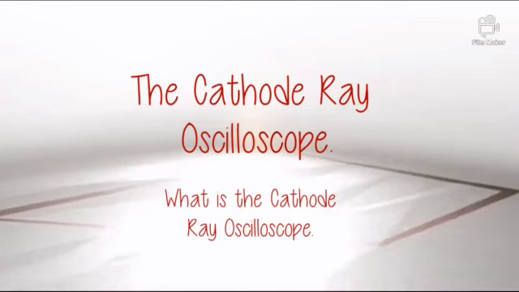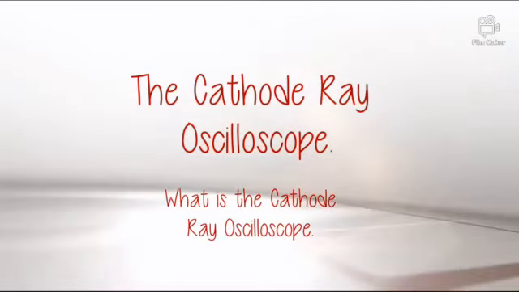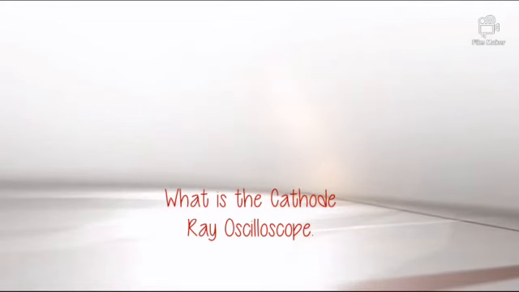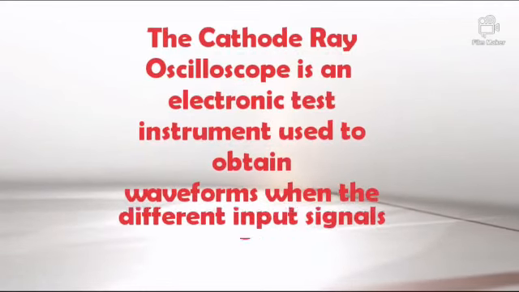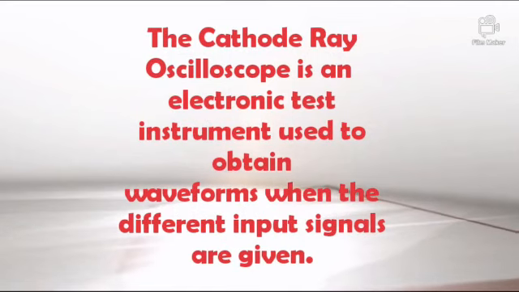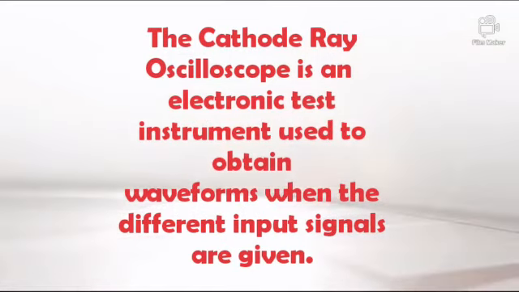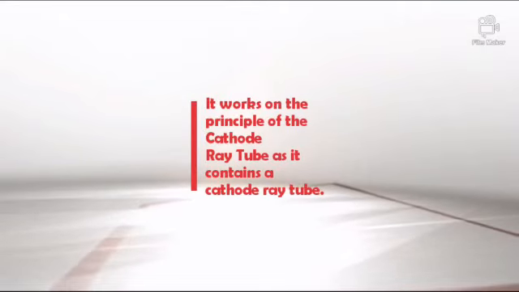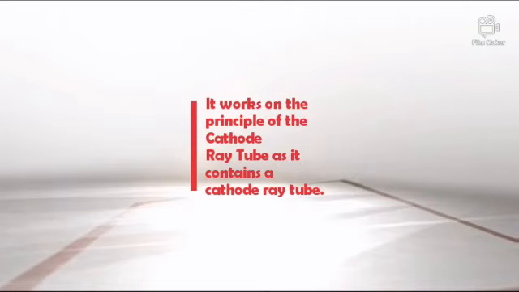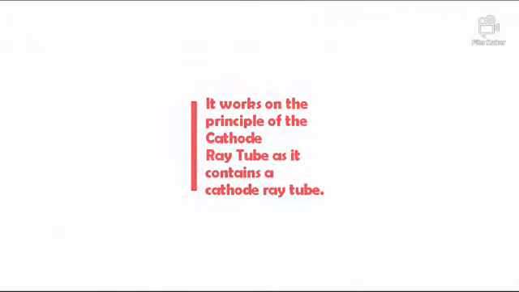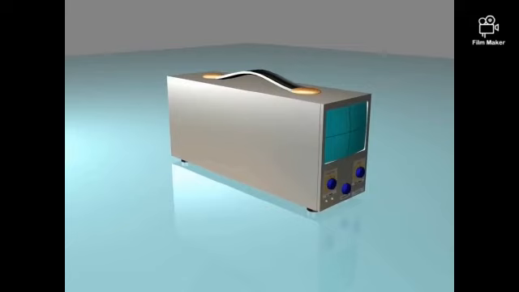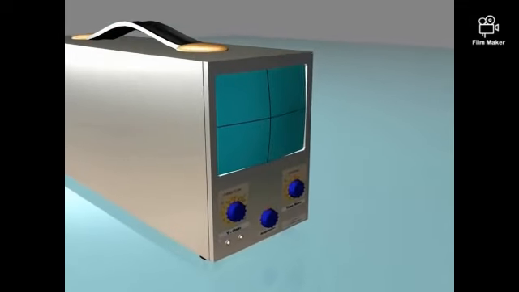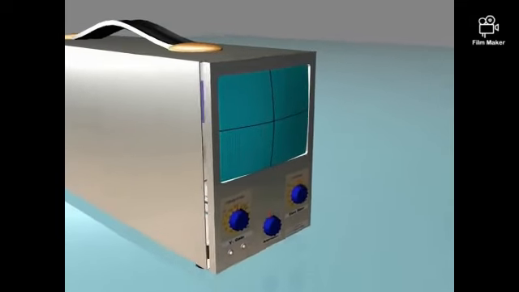Okay, so we're going to talk about the cathode ray oscilloscope. And what is the cathode ray oscilloscope? The cathode ray oscilloscope is an electronic test instrument that is used to obtain waveforms when different input signals are given. It works on the principle of the cathode ray tube because it contains a cathode ray tube. Some modifications are made to the cathode ray tube to invent the cathode ray oscilloscope, CRO.